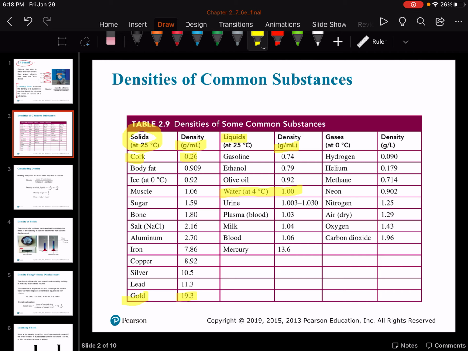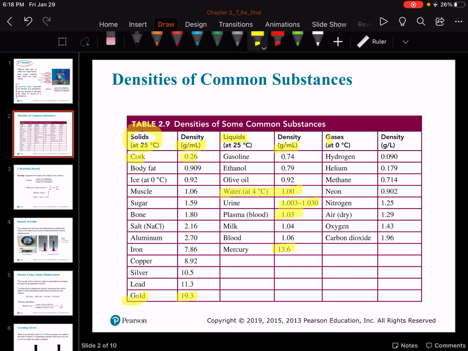Urine is close to 1, right? Blood plasma is also close to 1. Milk is close to 1. Blood is close to 1. Mercury is not close to 1. That's a metal, right? And it's a liquid metal, and it's extremely dense.